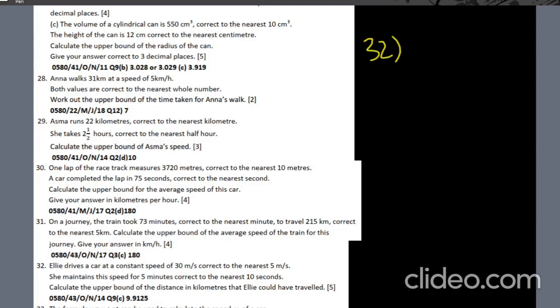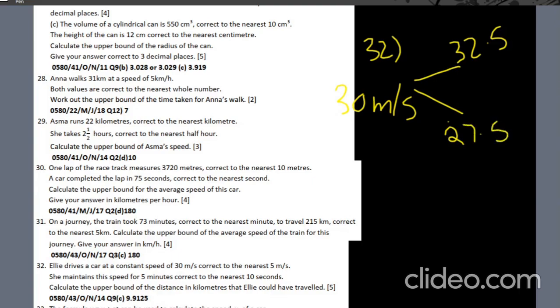Ellie drives a car at a constant speed of 30 meters per second, correct to the nearest 5 meters per second. So the upper bound will be add 2.5 to it, and the lower bound will be subtract 2.5 from it. She maintains the speed for 5 minutes, correct to the nearest 10 seconds. Now a conflict in units. 5 minutes will be 5 times 60, which is 300 seconds, correct to the nearest 10 seconds. So add 5, we get 305 seconds. Subtract 5, we get 295 seconds.